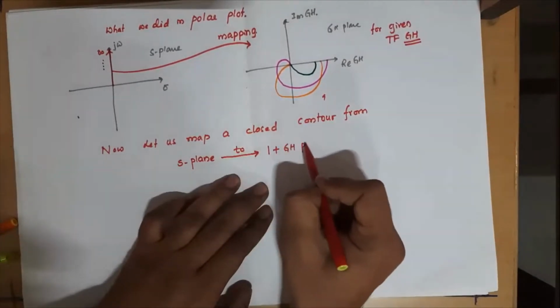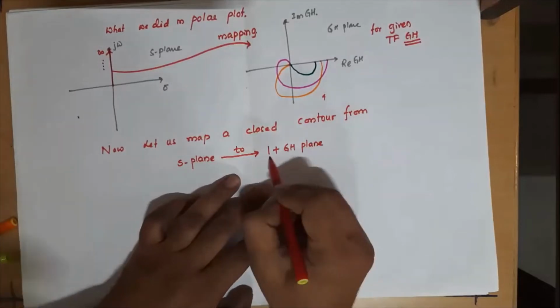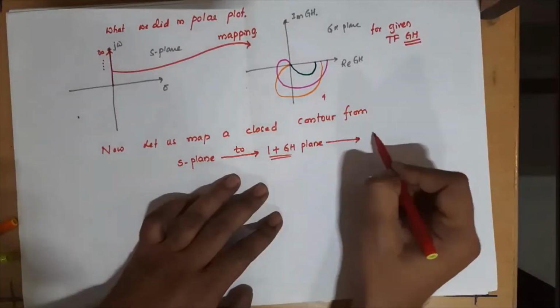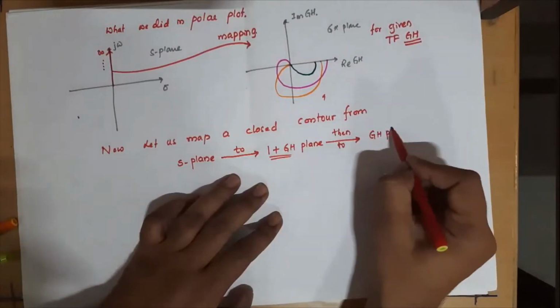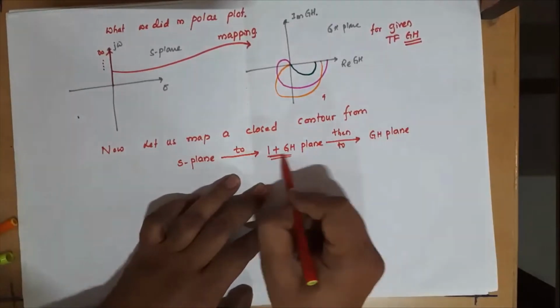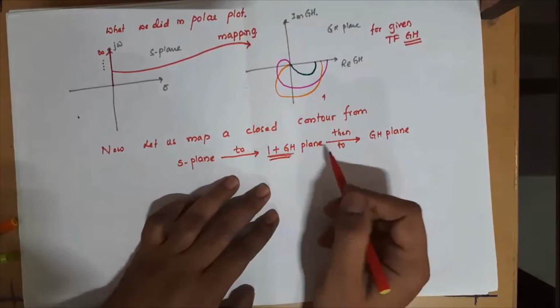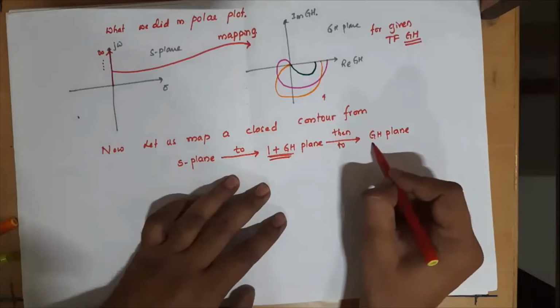Before that, let us do one intermediate step, that is, map it to the 1 plus GH plane first and then let us map to the GH plane. Closed contour, in the sense, it's not a straight line. Instead, some shape which has the same starting and ending point. That we can define as a closed contour from the S plane to the 1 plus GH plane.